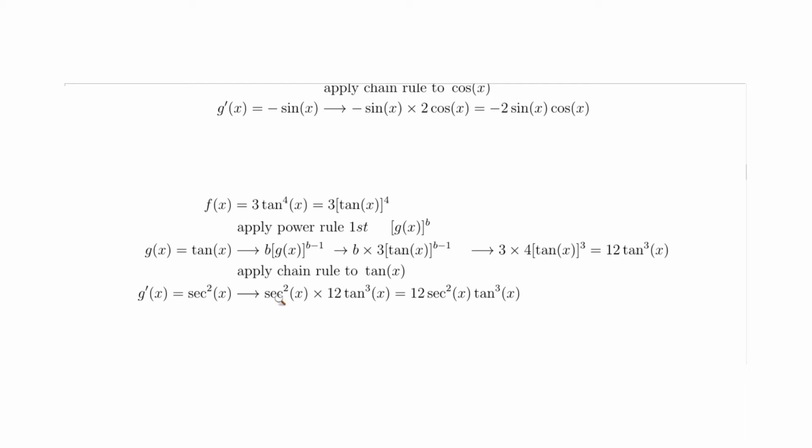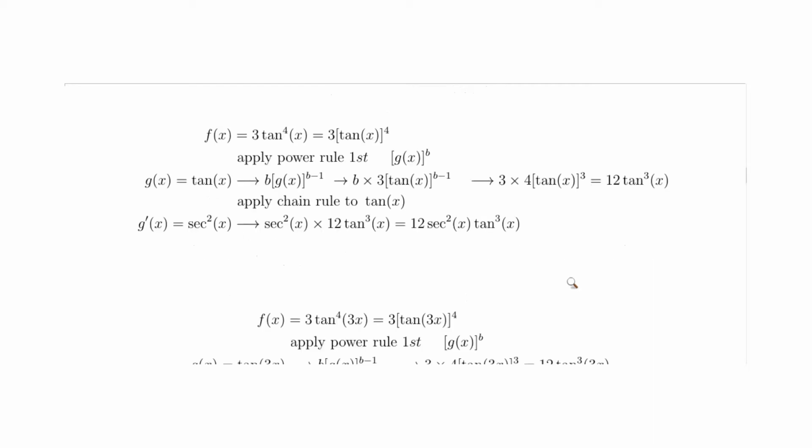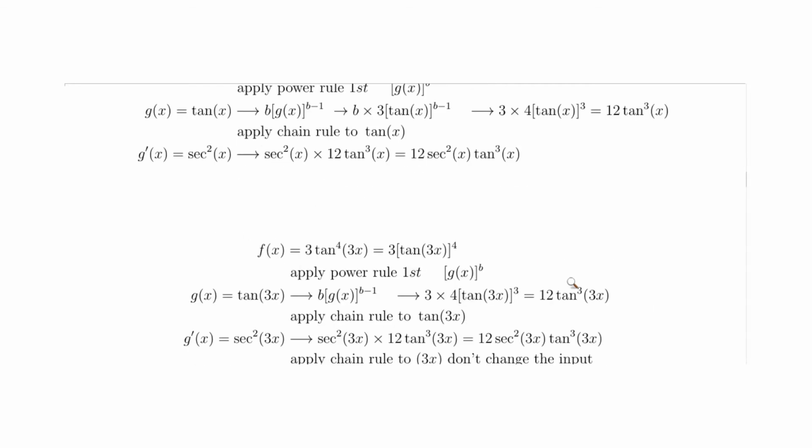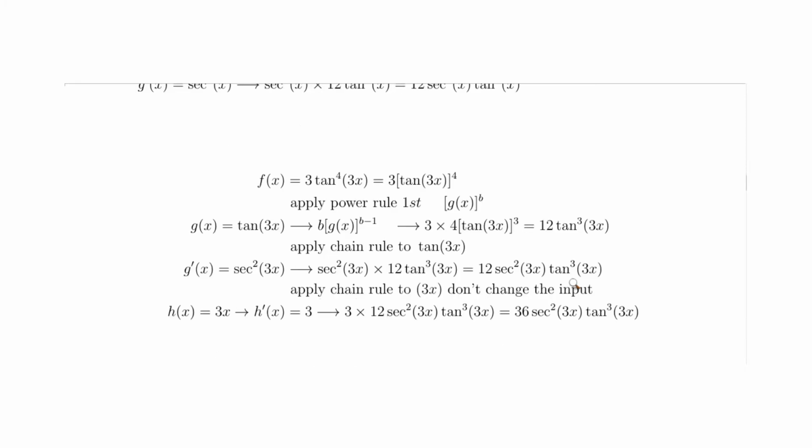So now we multiply what we had after the power rule by the derivative inside. So now secant squared of x is multiplied by 12 tan cubed of x. So then we get 12 secant squared of x tan cubed of x. And that's our derivative of 3 times tan to the power of 4x. Okay, let's try another one. This time, a little bit more to do.